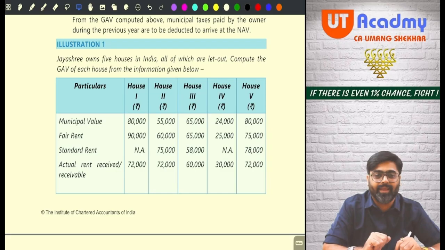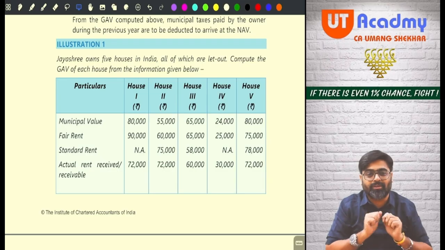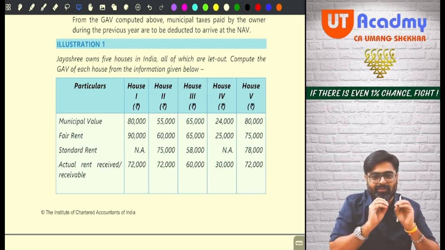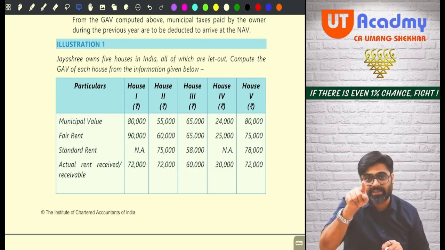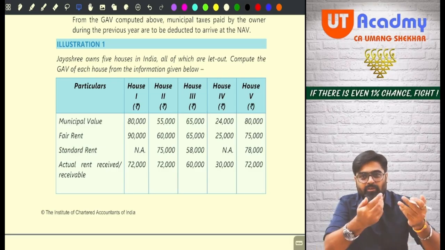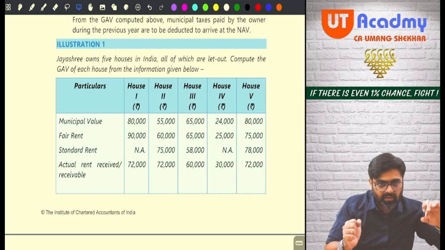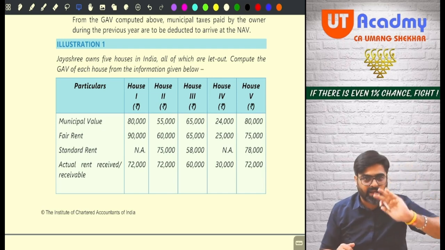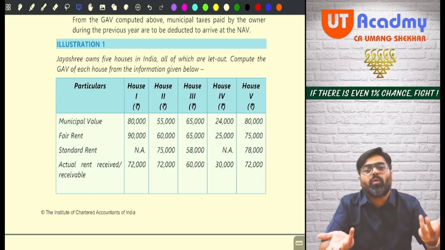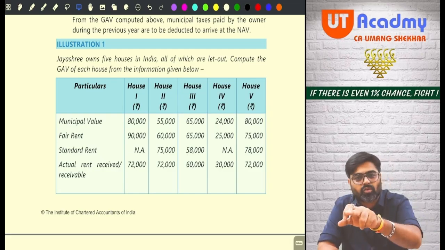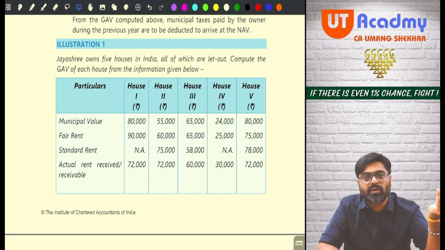So you are so lucky that they are not saying that this is actual rent for 10 months and there is 2 months of vacancy, or that this is actual rent for 9 months and there is 3 months of vacancy. Even that particular information can be here. But right now we are supposed to assume that the property was owned for the full year. So these figures are given for the full year. Expected rent will come for the full year. And since there is no discussion about the vacancy, what we will do? Assuming that this actual rent is for the entire year, because the entire year the property is let out.